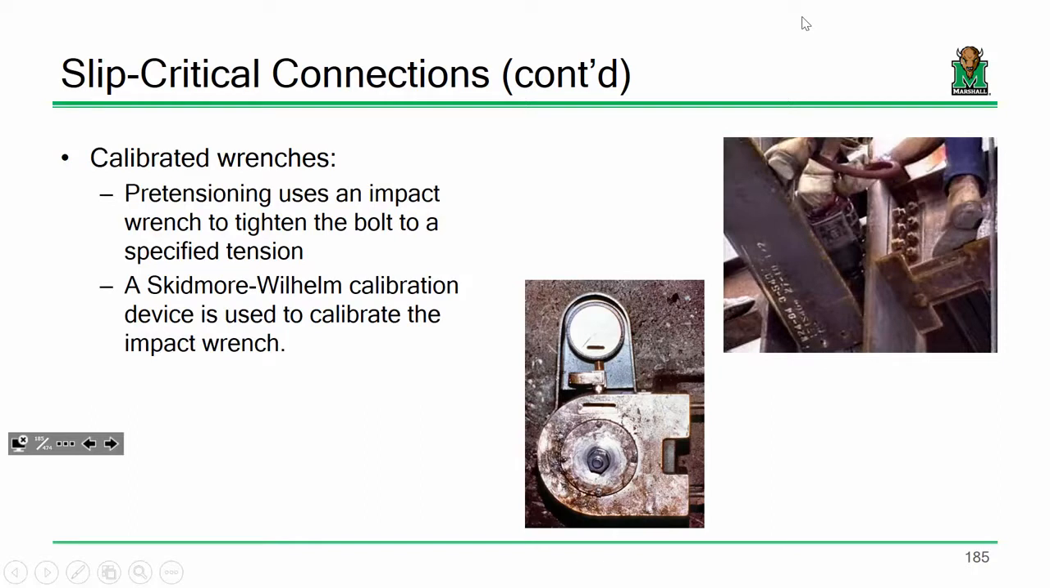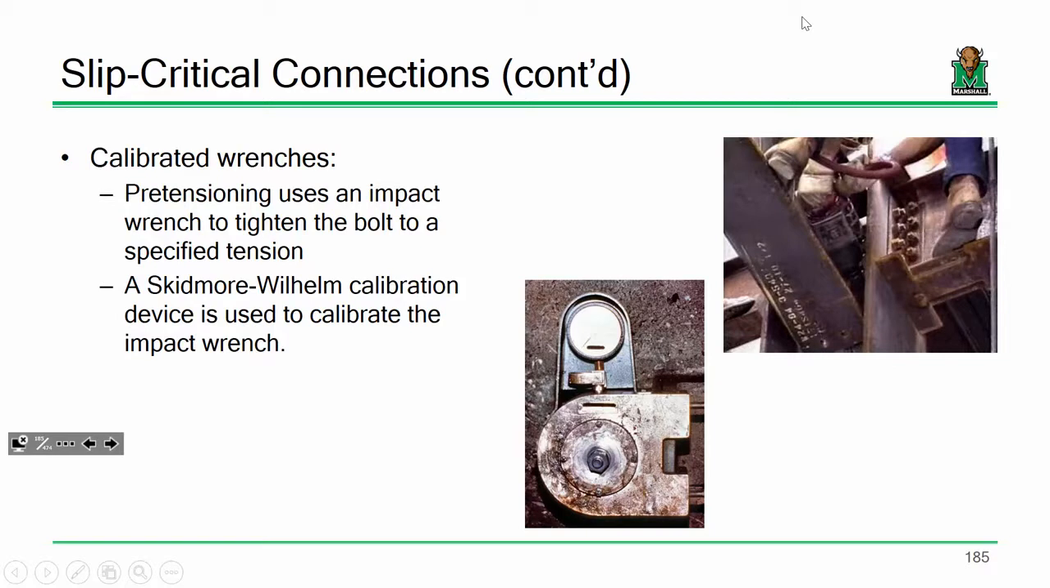Now, a couple other methodologies. One of them is the use of a calibrated wrench, a wrench that's calibrated to use a very specific torque. The way that you calibrate them is you stick a bolt inside of this thing right here. This is called a Skidmore-Wilhelm, and basically it's a super duper hyper accurate bathroom scale for bolts. So you put a bolt in, you tighten it, and then it measures the force.